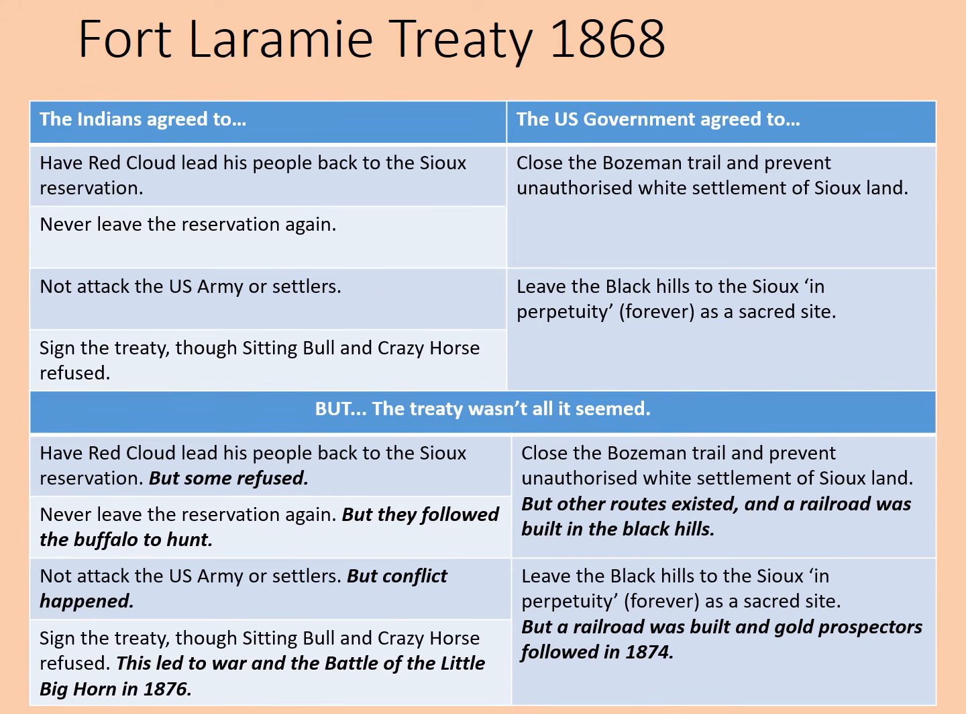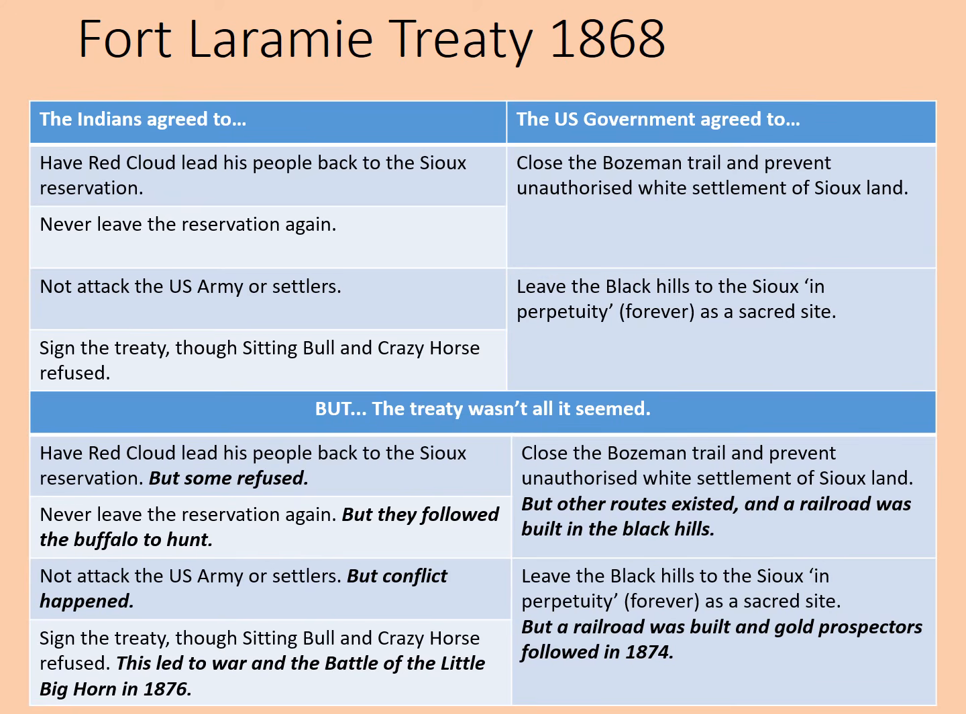lesson. In addition, although the US government agreed to close the Bozeman Trail and prevent unauthorized white settlement of Sioux land, other routes by that point had existed, so the gold prospectors simply used other routes largely. Not only that, a railroad was built through the Black Hills. One further sneaky thing that the US government did is they essentially said that the Indians could continue to live on the reservation with the buffalo as long as they remained. As will become clear, that soon was not an option.